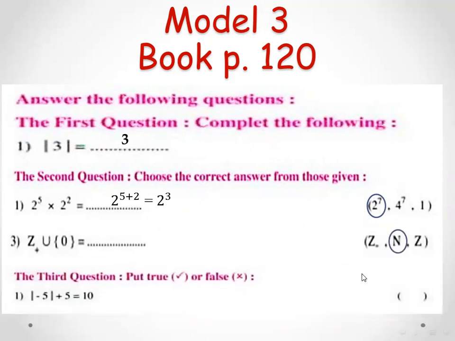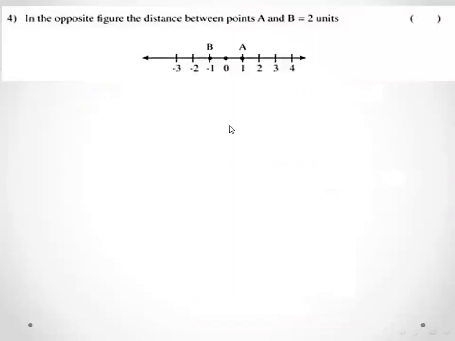Third question, put true or false. Absolute value of negative 5 plus 5 equals... Absolute value of negative 5 equals 5, 5 plus 5 equals 10. So this is a right statement. In the opposite figure, the distance between A and B is 2 units. Count the distance between A and B. I'm going to move one step and a second step. This means I have 2 units. So this statement is right.